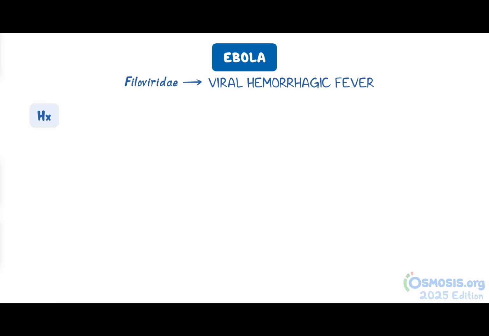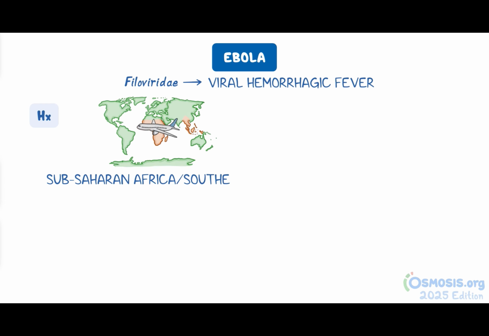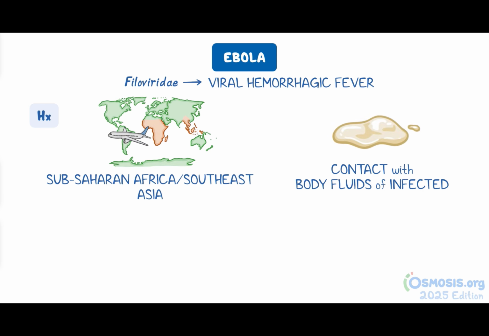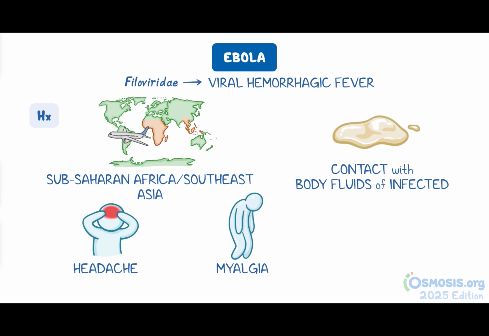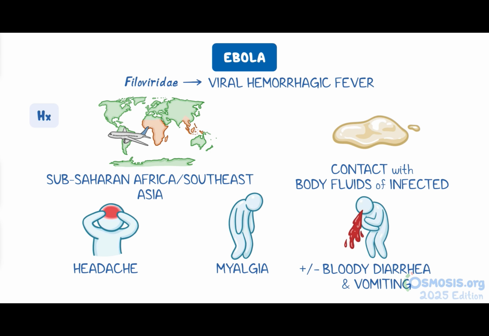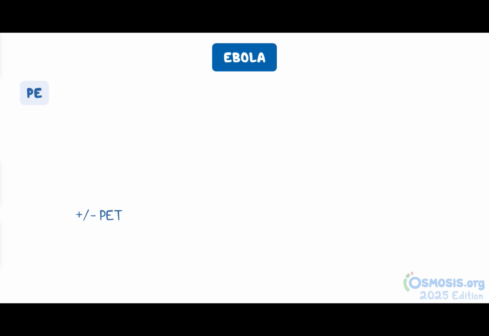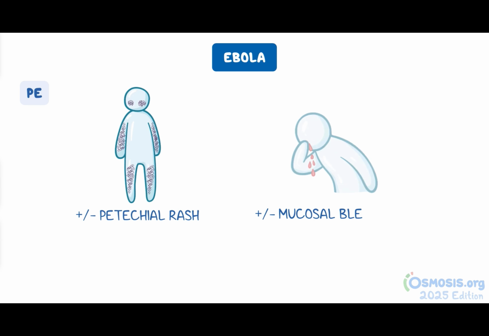Patients with Ebola typically report recent travel from sub-Saharan Africa or Southeast Asia, as well as contact with the body fluids of an infected person or animal. They also have headaches and myalgia and may have bloody diarrhea and vomiting. Physical exam might show a petechial rash and mucosal bleeding.